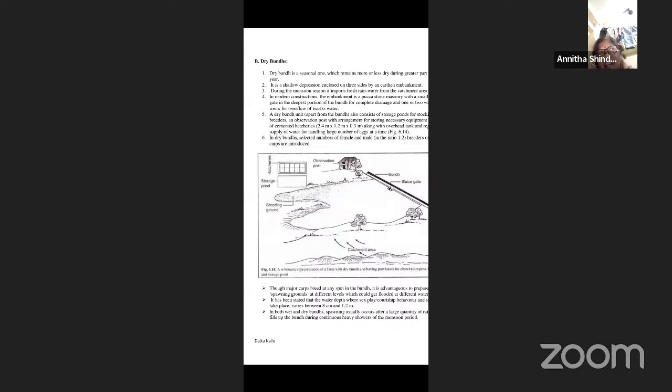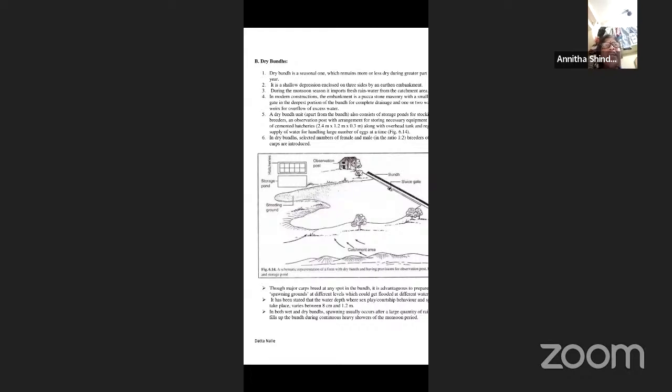It is not stagnant. It will be flowing. So what they will do is construct this particular bund near that river, so that when the rain comes and more water is there, the water will rush into this bund through the inlet. That is how they do it.